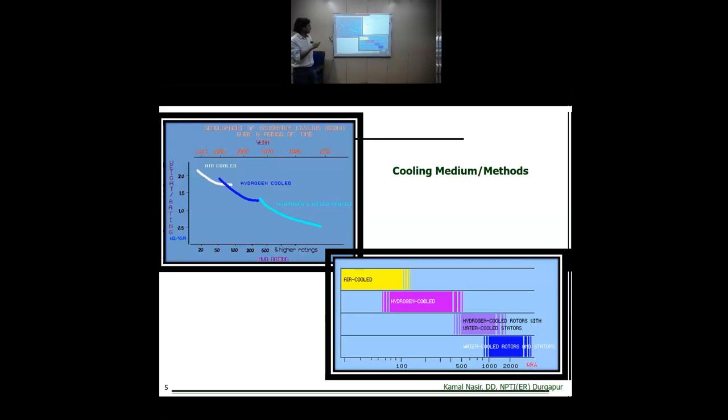complemented this hydrogen cooling by using water as a cooling media for stator. So stator was water cooled and rotor was hydrogen cooled. This again effectively increased the cooling limit. So the generator was cooled in a better way. Apart from this, as we have moved forward, we have used water cooled rotors and stators also. In some countries, we are going for this.